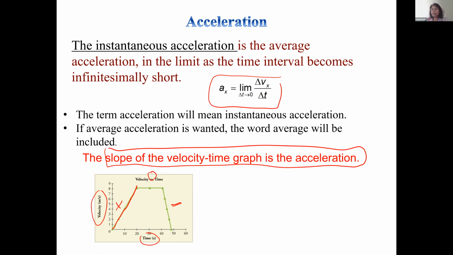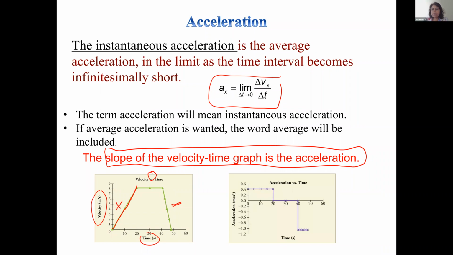Now what does your acceleration look like? I should have the acceleration as a positive constant until 20 seconds, and then from 20 to 40 seconds, I have zero acceleration here. And then I have negative acceleration to around 50 seconds. Okay, so now these two are related. Again, you can go forward, you can go backward. Forward by taking the slope, backward by using the area under the curve.